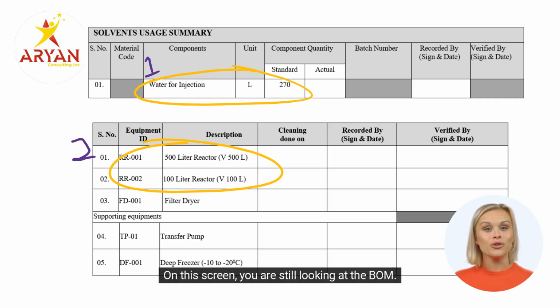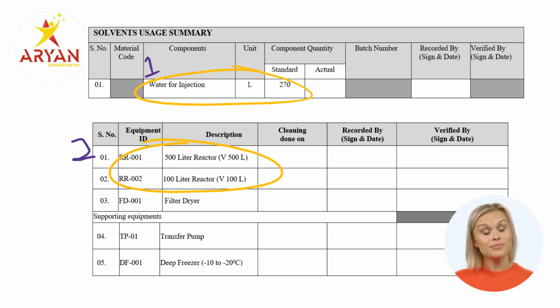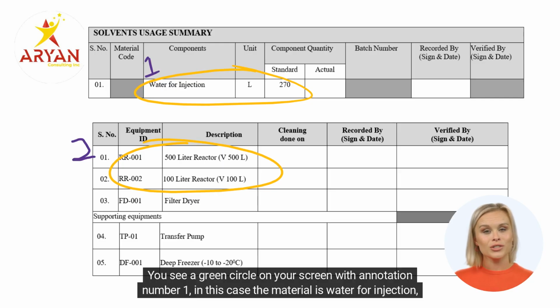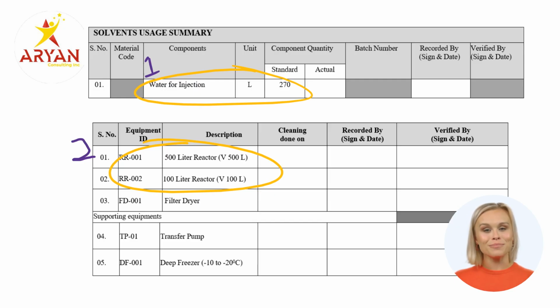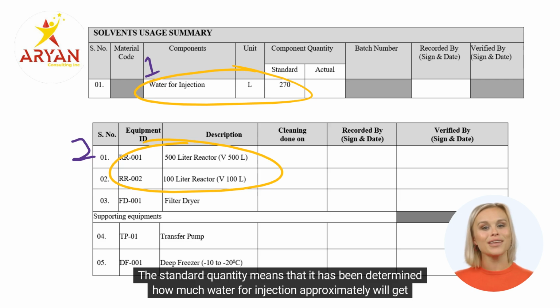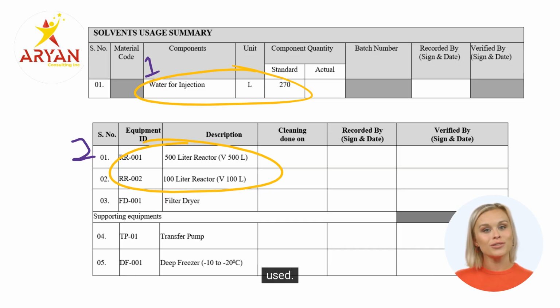On this screen, you are still looking at the BOM. You see a green circle on your screen with annotation number 1. In this case, the material is water for injection. The standard quantity is already provided and there is a column for actual quantity. The standard quantity means that it has been determined approximately how much water for injection will get used.